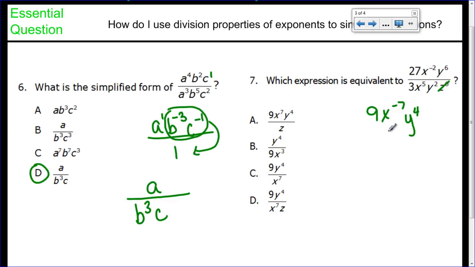Well, now if all of this is over 1, this right here has a negative exponent, so it has to move to the denominator. So the 9 and the y to the 4th stay up in the numerator because they have positive exponents already. And then the x to the 7th goes to the bottom. Remember, the z dropped off, so it looks like my answer is C.